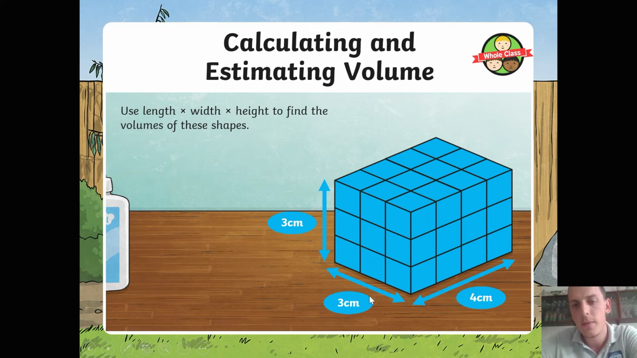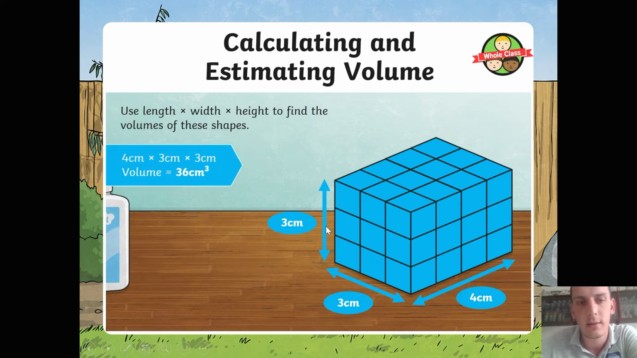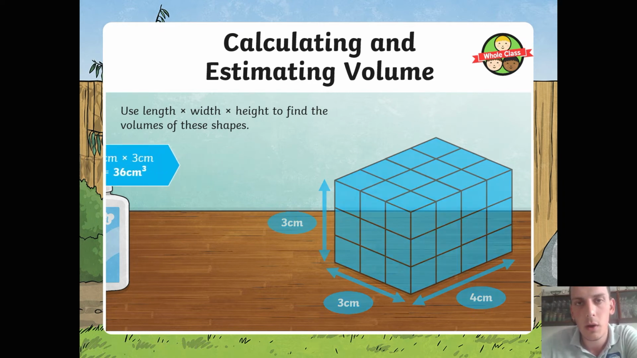The length here is this, the length of the shape. So we multiply 4 by the width, this is the width, by 3. So 4 times 3 is 12. And then we multiply 12 by the height, which is 3. So 12 times 3 would be 36. So that's another way we can work that out.